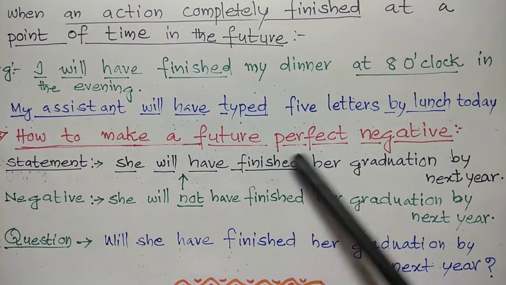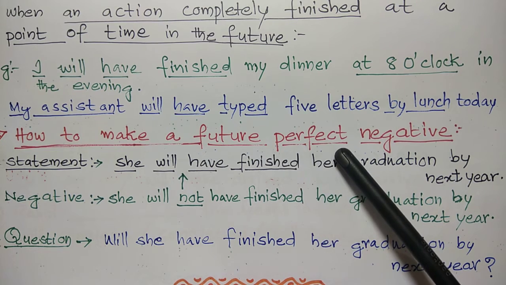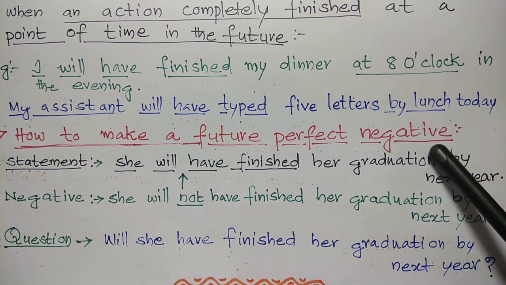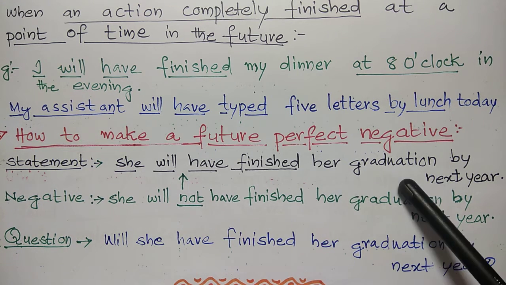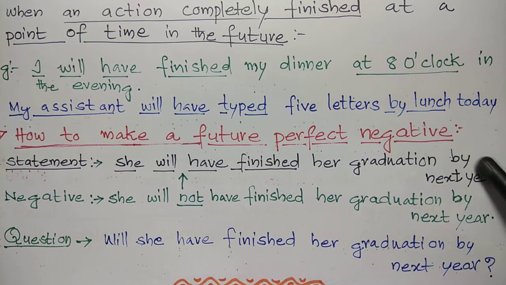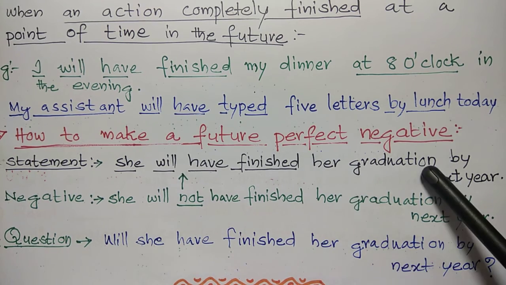How to make a future perfect tense sentence negative? Let's see. Here there is a statement. She will have finished her graduation by next year. By next year, a point of time in the future. By next year, she will have finished her graduation.